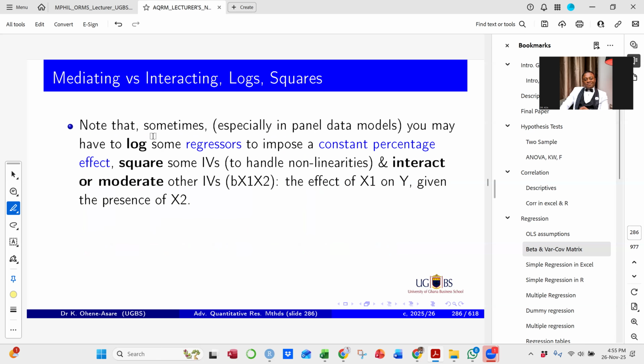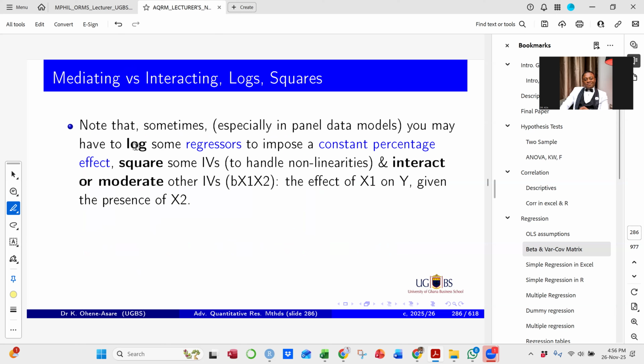Okay. Now, in your regression, even in your thesis or dissertation, you will notice that sometimes you have to incorporate mediating variables, interacting variables, logarithms, and squares. Okay. What are they for?